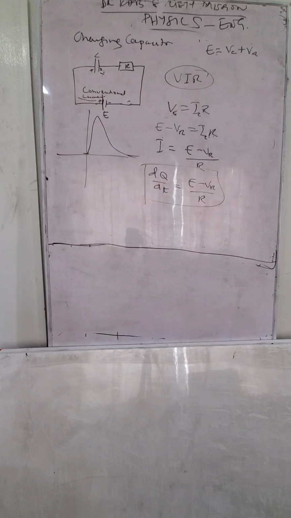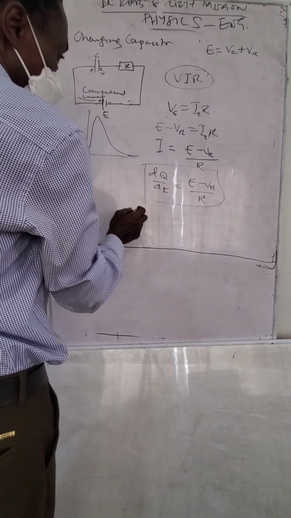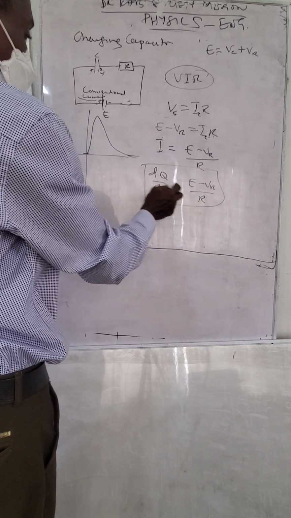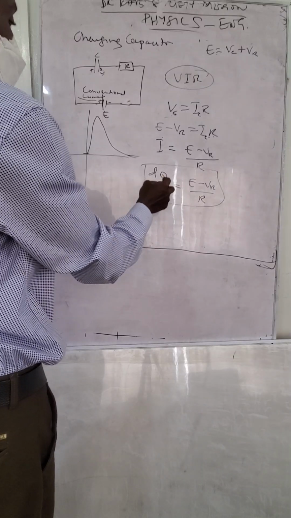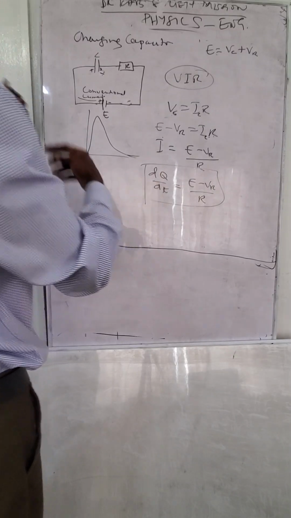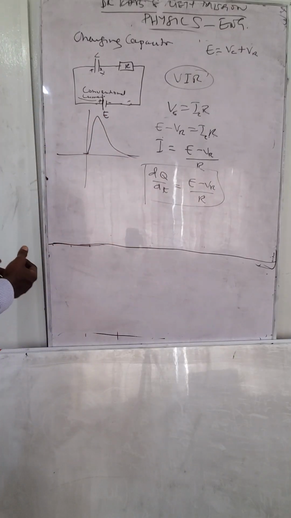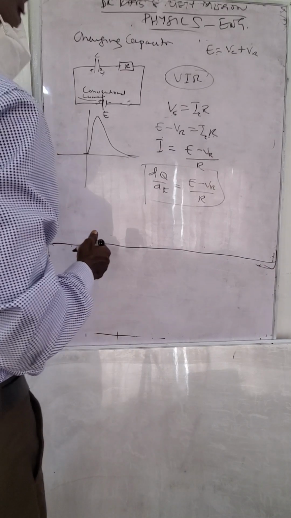Okay? Right, so this is what we're going to have. Now let's do some substitution for the capacitance. Let's bring capacitance into the equation because we want to see how capacitance together with charge and time are related, so that we see how the equation can work.